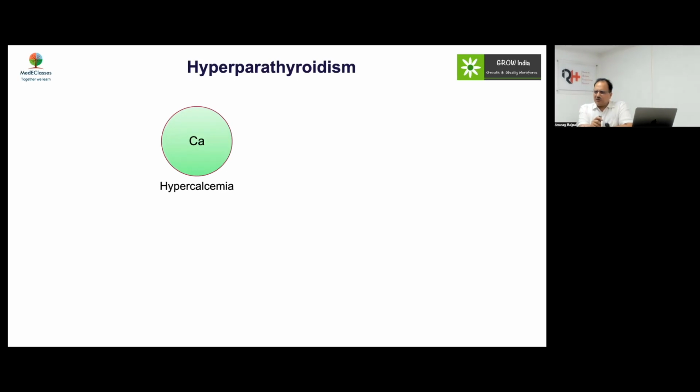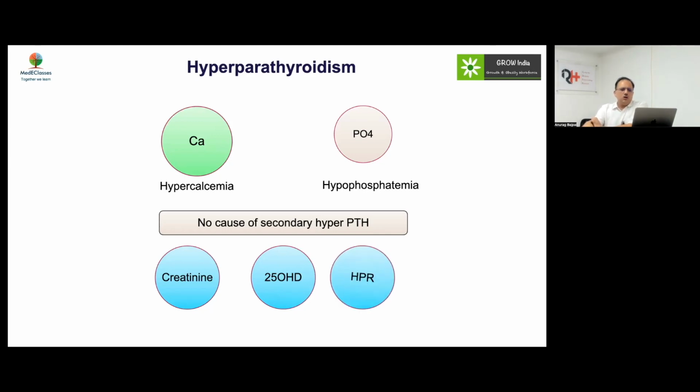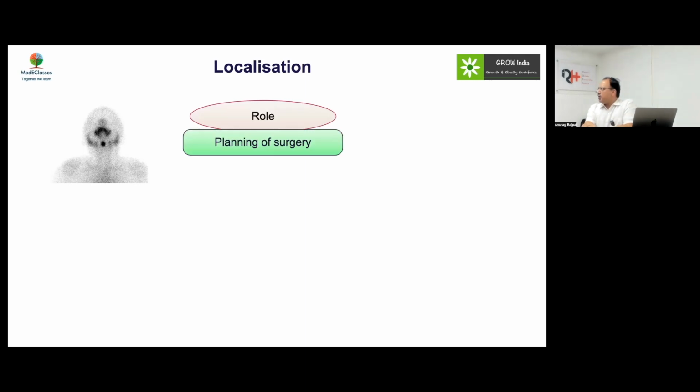So hyperparathyroidism basically means you have hypercalcemia with hypophosphatemia and you've excluded all causes of secondary hyperparathyroidism: normal creatinine, because if you have long-standing renal disease, you may have a tertiary hyperparathyroidism, normal vitamin D, and you have excluded hypophosphatemic rickets as a cause. Now, once you have diagnosed hyperparathyroidism, whether you need to do a localization study, for that you basically decide whether you want a solitary lesion and plan for surgery. So there is a sestamibi scan, which basically looks at a differential between the thallium and technetium. That differential can also give you the localization of parathyroid.